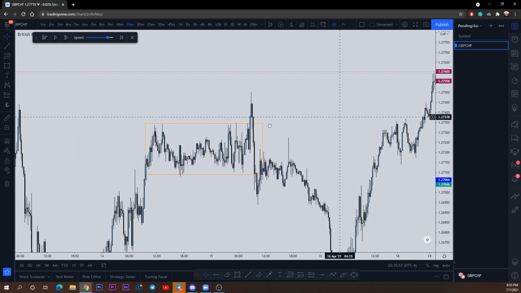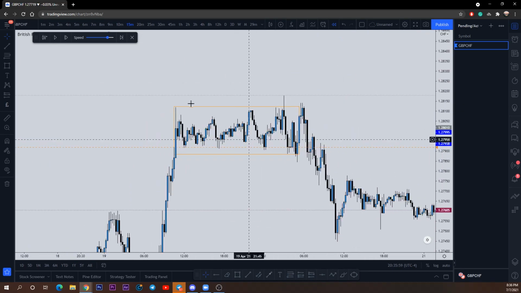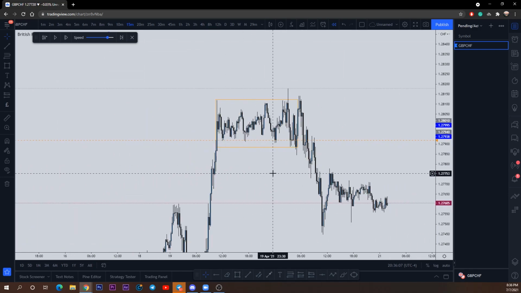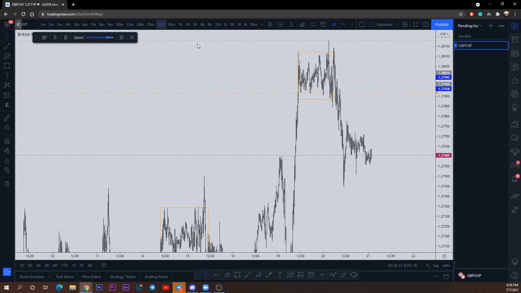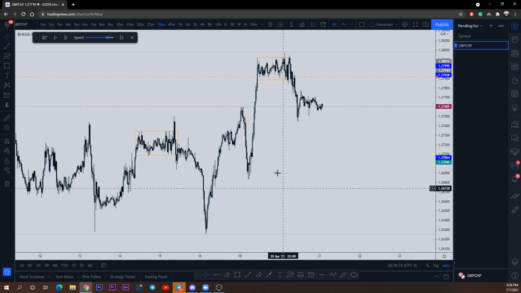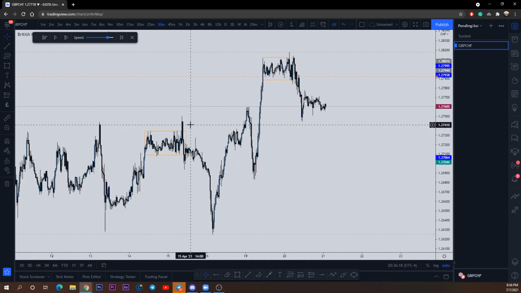We don't have to do that. But let's look at what they did again. Made a range, took out sellers, took out buyers, went back up, tested, and went back down. Look, it's the exact same thing over and over again. So you see how these two distributions right here resemble each other. They look exactly the same. And that's one thing I'm starting to notice about this pair.